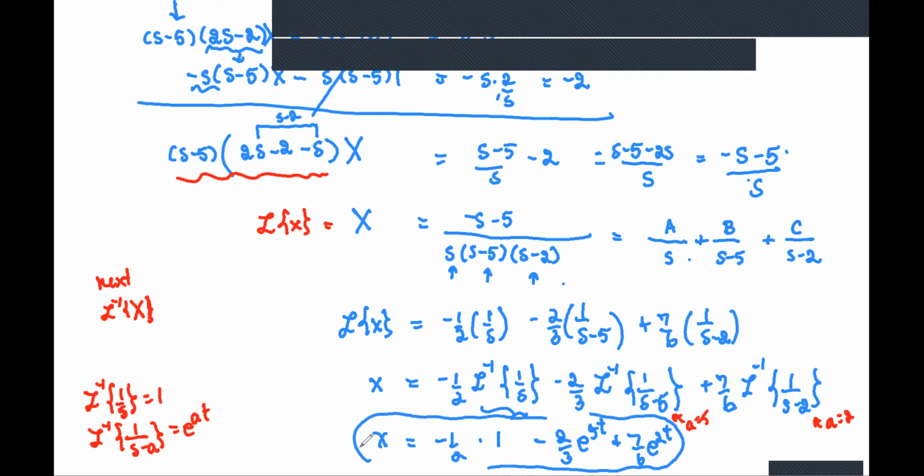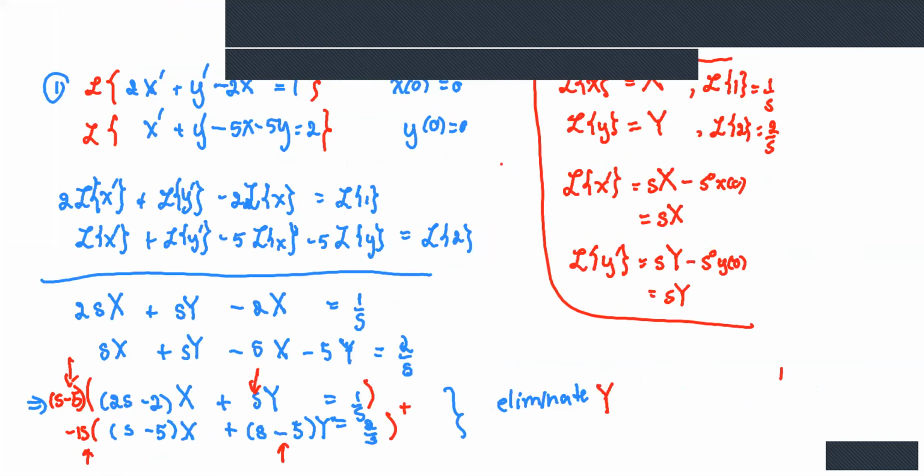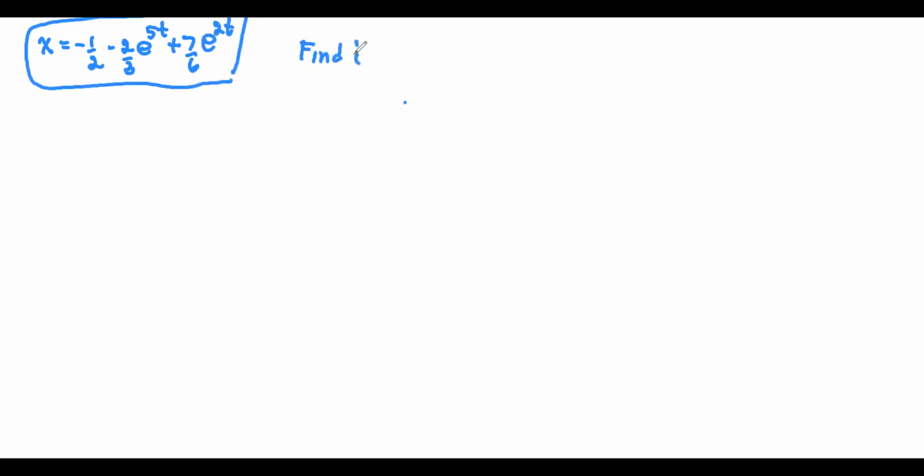And then we're going to do the next using the relationship that we saw from the problem. I'm going to copy. Let me go to the next page and write out what we have. So x, at the corner here, remember, x is a function of t. So x is negative 1 over 2 minus 2 over 3 e to the power 5t plus 7 over 6 e to the 2t. Set it aside. Next, we're going to find y. So the solution y, right?